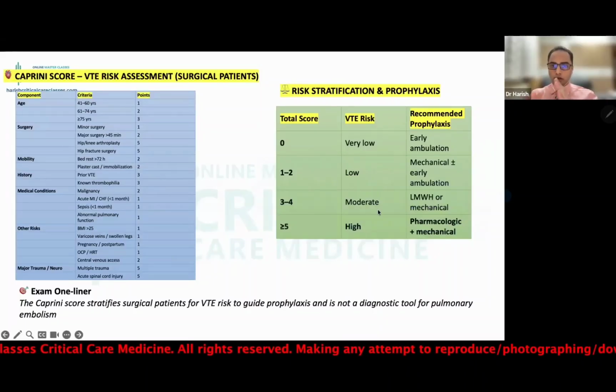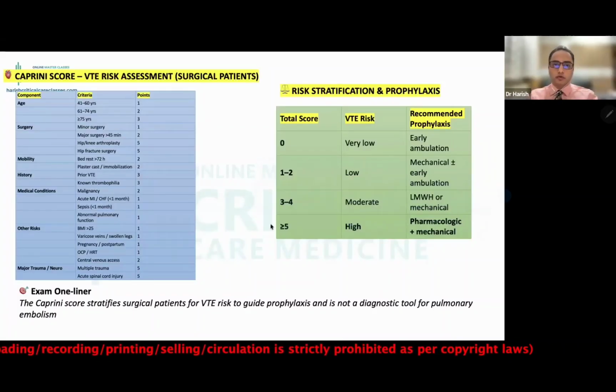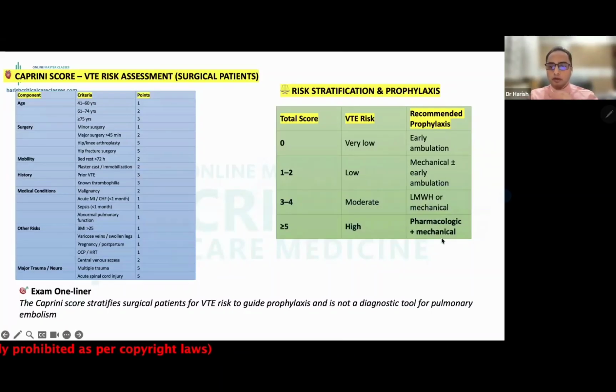3 to 4, moderate VTE risk. Here they definitely require low molecular weight heparin, but if there is a contraindication, we can go for mechanical thromboprophylaxis. If the score is more than or equal to 5, then definitely they are high VTE risk. So they need pharmacological plus mechanical thromboprophylaxis.